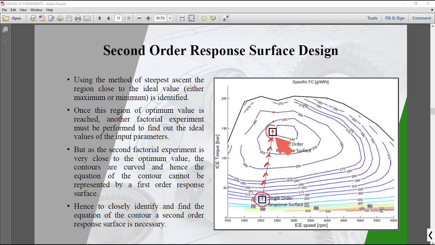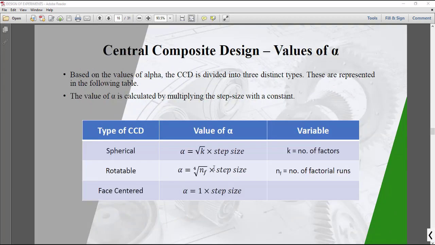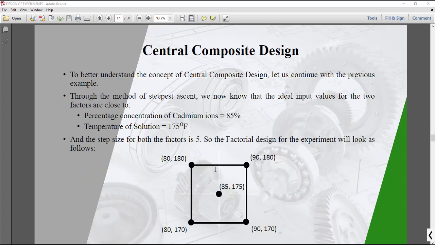So now you are performing a second order response surface model design at this point. Okay, when you are performing the second order response surface model design over here, you will use which method? You will use the central composite design method, right? So using that steepest ascent method, you found out that the central value for best efficiency is 85% cadmium and 175 Fahrenheit. Okay, this is what you found. This is a random example.